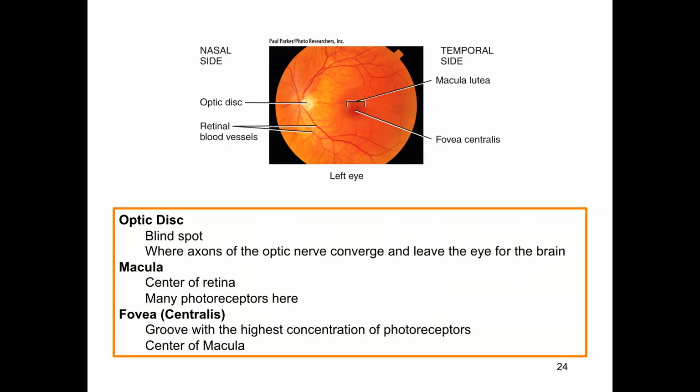Okay. Now, we have this area where we have a concentration of our photoreceptors, and that's the macula or the macula retina. And most of that is going to be photoreceptors. And right in the middle, there's this little groove called the fovea. And that is where we have the highest concentration of our photoreceptors. Okay.